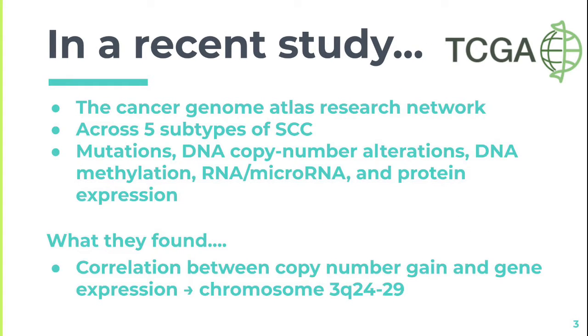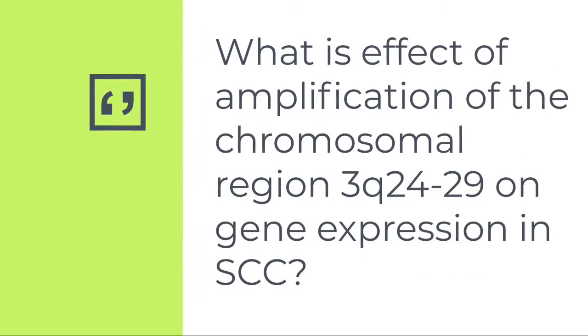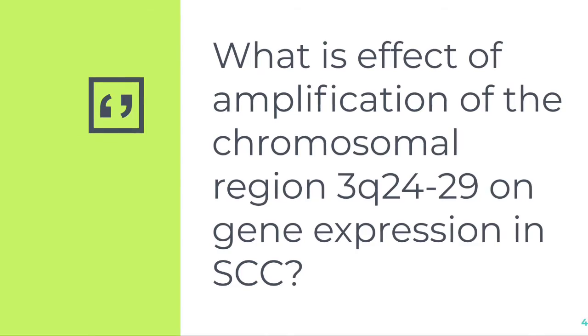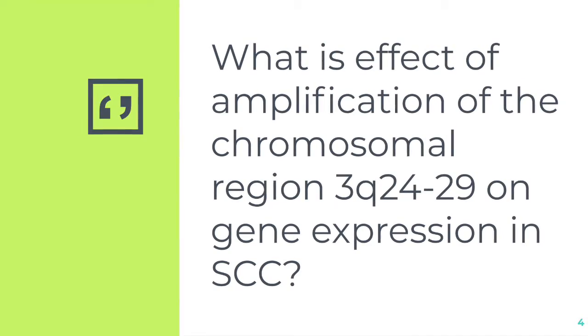In a recent study done by the Cancer Genome Atlas Research Network, they looked at the 5 subtypes of SCC I just mentioned. They looked at mutations, etc. One of the things they found was a correlation between copy number gain and gene expression, especially within chromosome 3q24 to 29. This leads us to our question: what exactly is the effect of this amplification of chromosomal region 3q24 to 29 on gene expression within SCC?